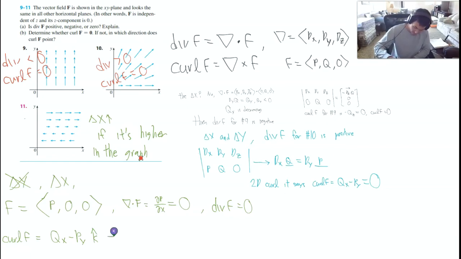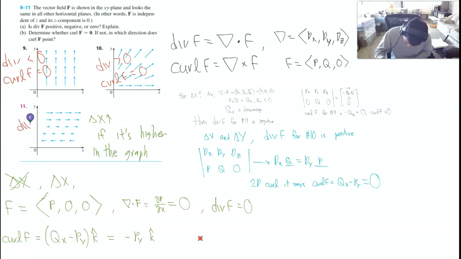Qx doesn't even exist, right? So it's just negative py k hat. That's it, because we know that p is something that exists, and if we take p's derivative with respect to y, then we get negative py in the k hat. So that's our answer. Curl, our answers, I'll write them in red.